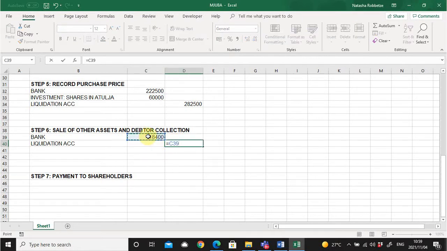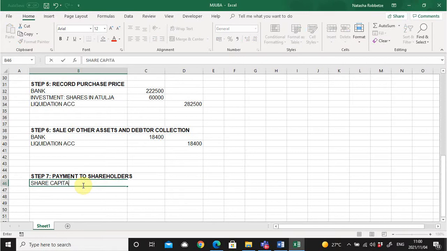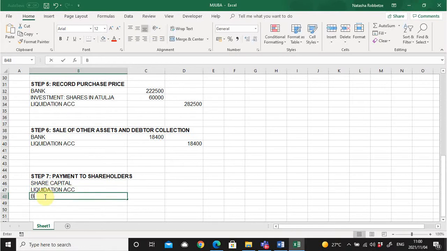And again, the liquidation account will just be credited with that amount. Last step, we have to close off our share capital, our liquidation account, and our bank account. And we will also now have to close off our investment account, because we have an investment that we've created in step number 5.